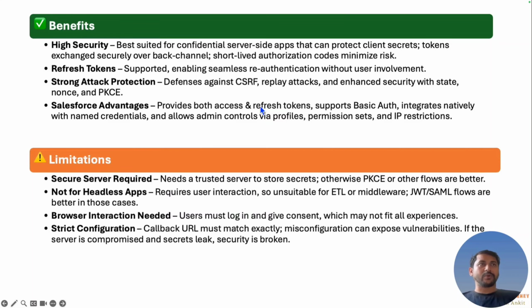Coming to the limitations of this particular flow: a secure server is required. If you don't have a secure server, then you have to look for another flow like PKCE. We'll talk about the PKCE flow in our next session. It is not for something like headless applications. For example, if you have middleware or you have to do the integration between two different servers, then this type of flow is not recommended. So it is unsuitable for ETL or middleware. In such scenarios, you should go for the JWT flow or the SAML flow. They are the better options. Again, we will explore these flows down the line.